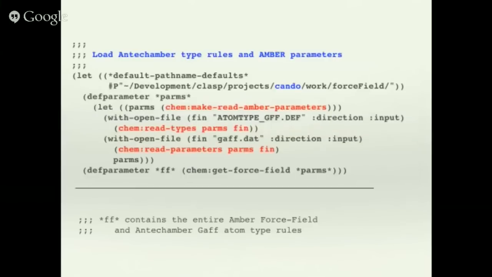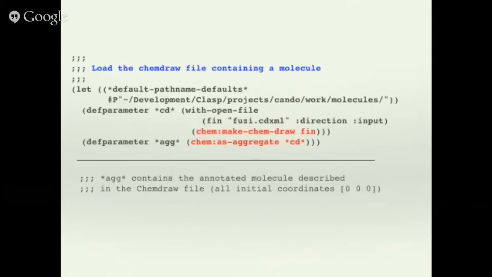So what are the kind of things that I do? Well, I want to read in AMBER type rules and parameters. So I'm reading the antechamber type rules up there. Once this executes, I've got a variable called *ff*. It's a dynamic variable that contains the entire AMBER force field and type rules in it. Then I can load that ChemDraw file I showed you. And once this executes, I've got this dynamic variable ag, which contains the annotated molecule that I drew in ChemDraw.